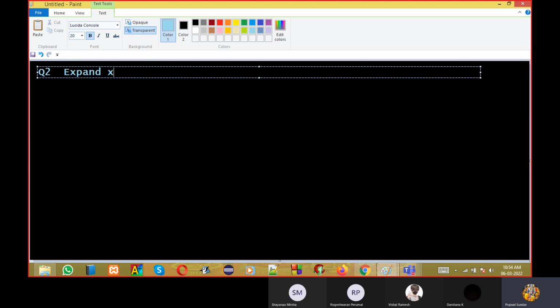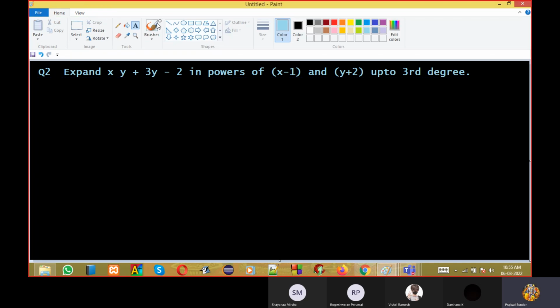Okay, expand x squared y plus 3y minus 2 in powers of x minus 1 and y plus 2 up to third degree terms. This is x squared y. This question, ma'am has written the solution of it. I'll explain the solution properly.